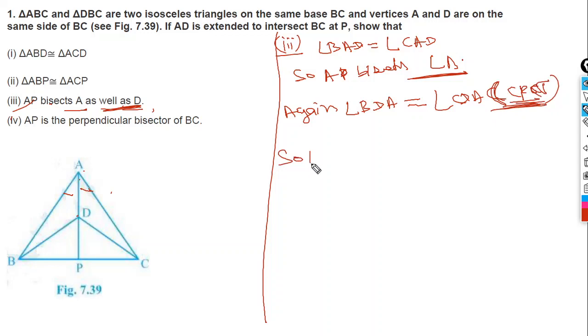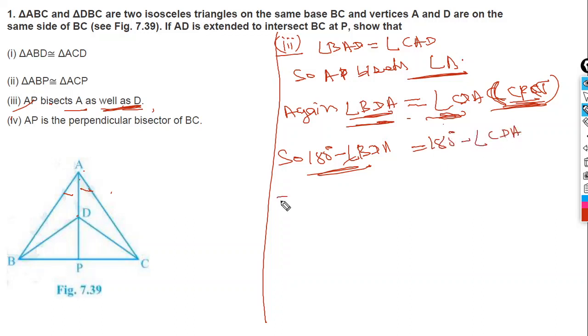So 180 degrees minus angle BDA, we are subtracting these two angles from 180 degrees. 180 degrees minus BDA will be equal to 180 degrees minus angle CDA. Implies, look at the figure, 180 minus BDA will be equal to this angle BDP. Angle BDP will be equal to 180 minus CDA.